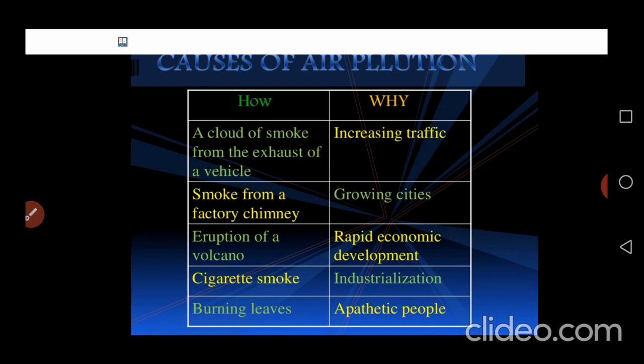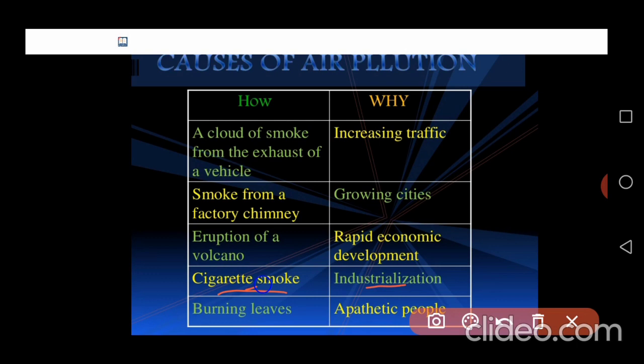Next, one more point is cigarette smoke. Cigarette smoke contains very dangerous carbon monoxide, and that carbon monoxide mixes with the atmosphere and finally causes air pollution.